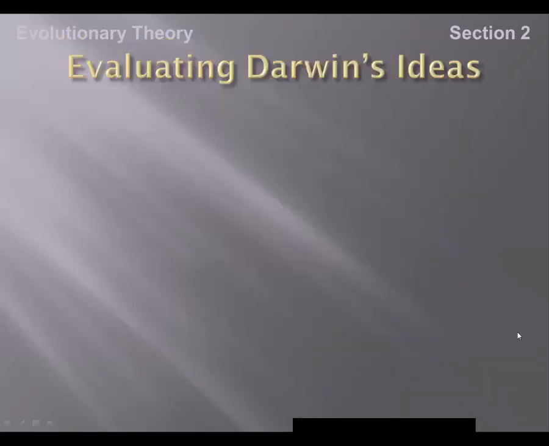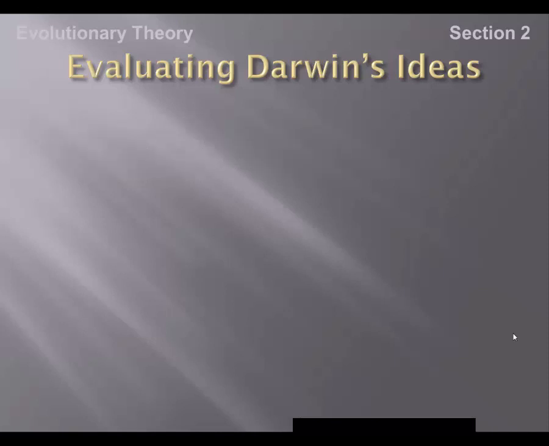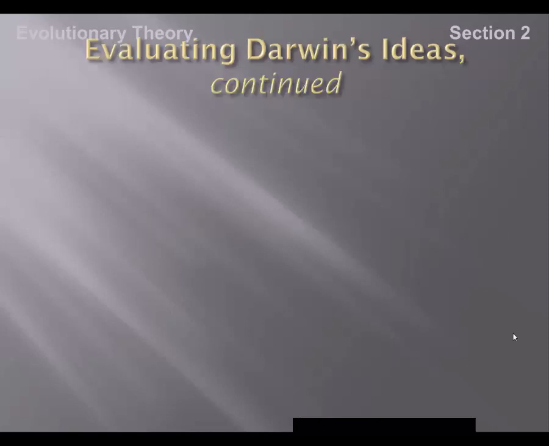Evaluating Darwin's ideas. Darwin's work had three major strengths: evidence of evolution, a mechanism for evolution, and the recognition that variation is important. Today, Darwin is given credit for starting a revolution in the area of biology. So we'll start by looking at the strengths of this theory.